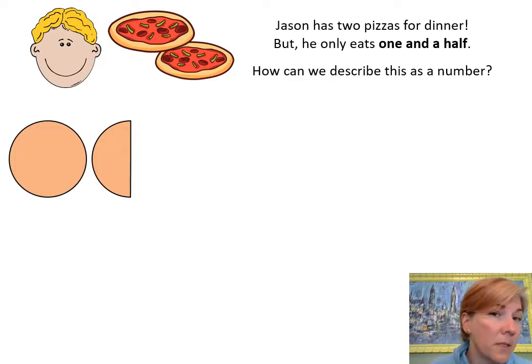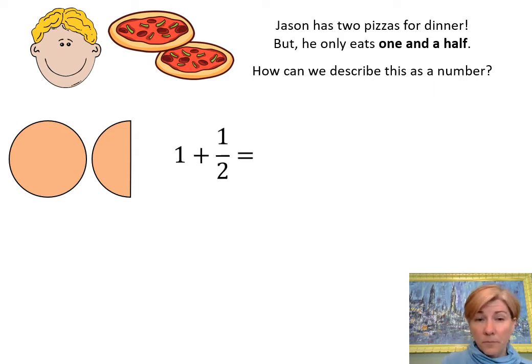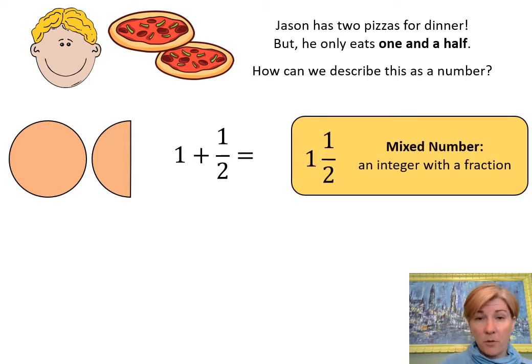Jason has 2 pizzas for dinner, but he only eats 1.5. How can we describe this as a number? Okay, well, there's 2 ways. We can describe it as 1 plus a half, which is 1.5, which is a mixed number, an integer with a fraction.